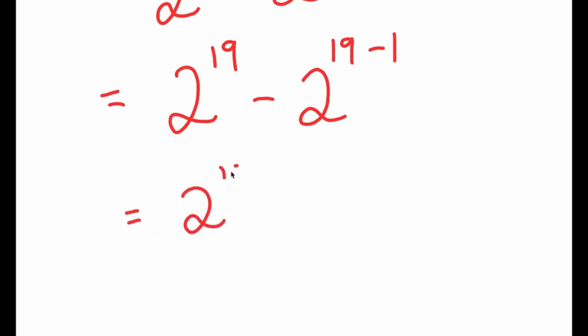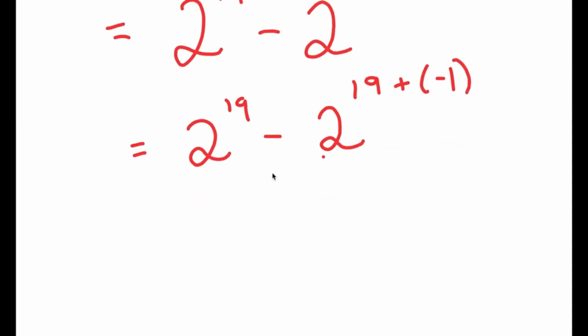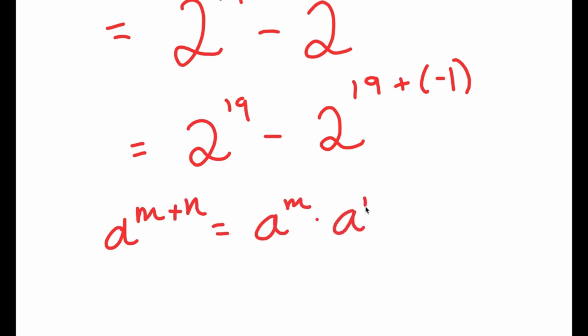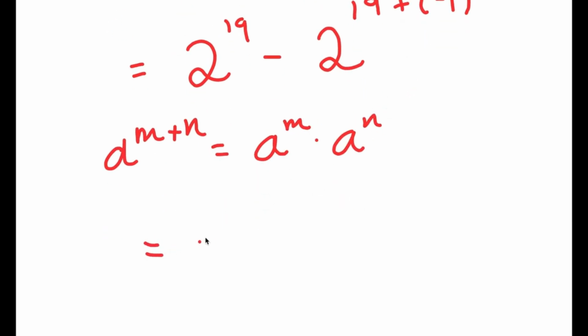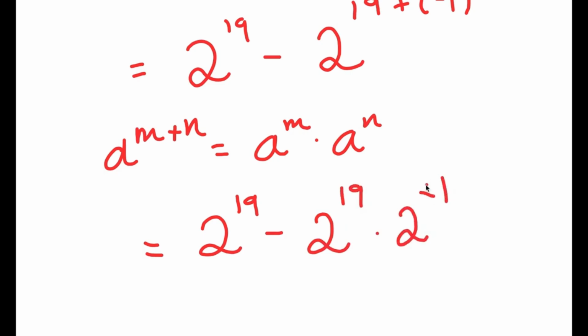Now, the way I'm going to solve this is I'm going to rewrite 19 minus 1 as 19 plus negative 1. Now, I can still use that property that states that if I have something in the form a to the power of m plus n, this is equal to a to the power of m times a to the power of n. So 2 to the power of 19 plus negative 1 is going to equal 2 to the power of 19 times 2 to the power of negative 1. So I can still do it.